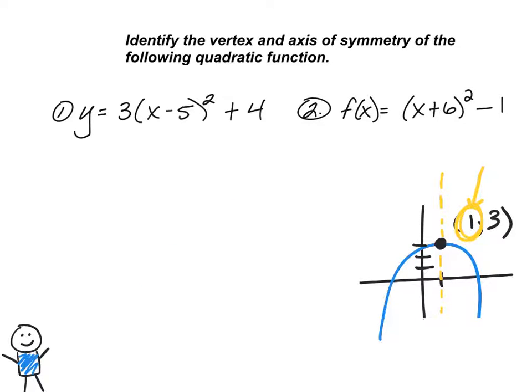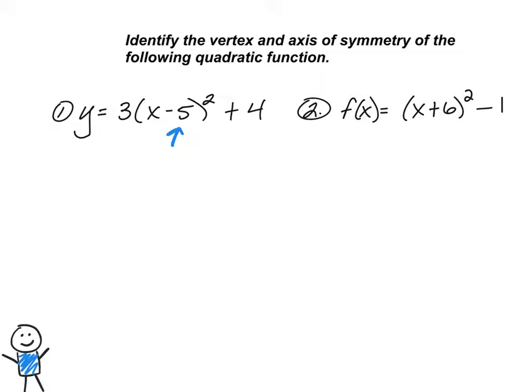So for question number 1, if I'm asked to find the vertex, remember it is the opposite of whatever is in the parentheses near the x. So the x value of my vertex is a positive 5, and the k or the y value of my vertex is the same as this number on the outside, which is a 4. So that was much faster than graphing this and finding the max or min value. When it's in vertex form, it's really nice.